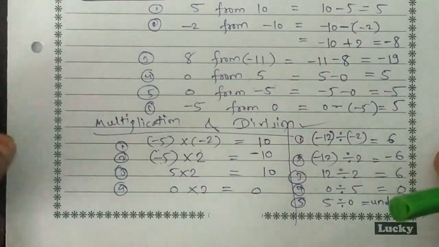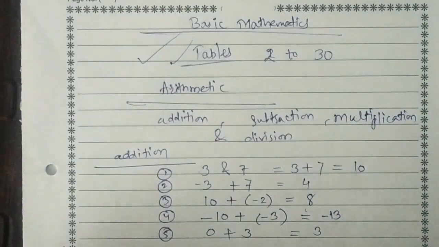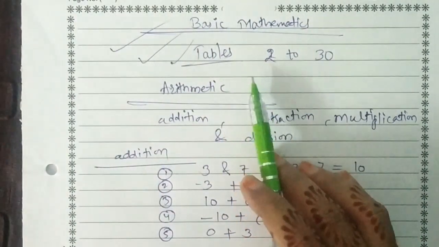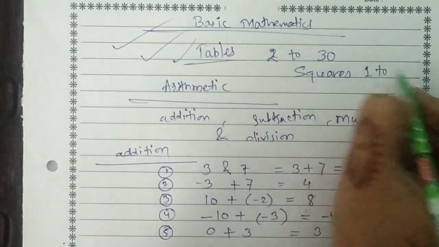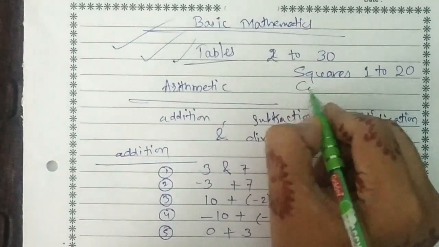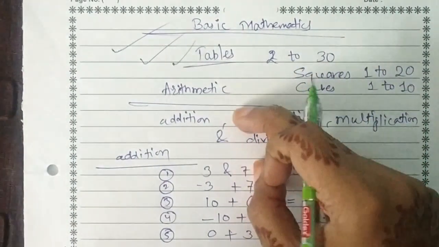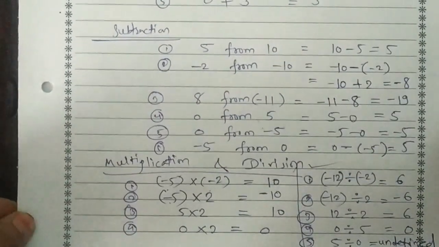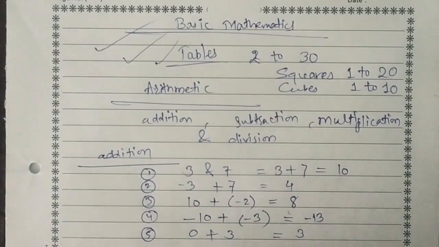So if you want to be perfect in maths, first of all your basic concepts should be strong. For basic concepts, you need to learn tables. Again, you can learn squares 1 to 20 or 30. Learn cubes 1 to 10 at least. And then practice these basic arithmetic rules: addition, subtraction, multiplication and division. Then it will increase your calculation speed and you will be perfect in maths.